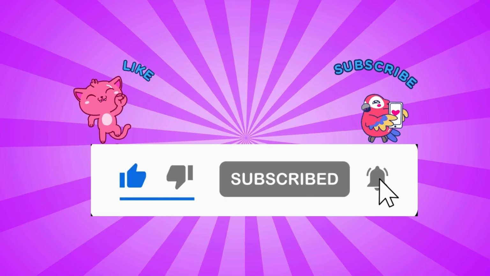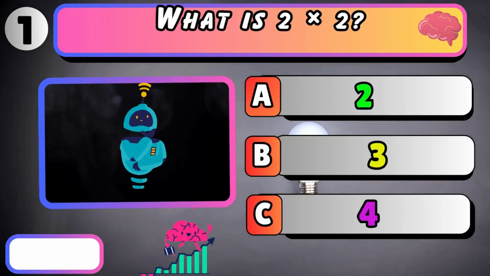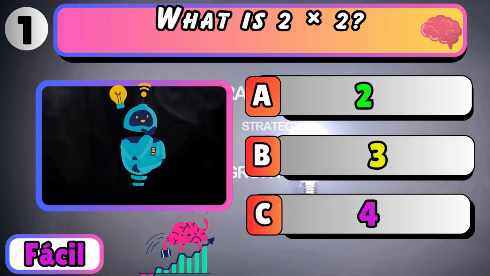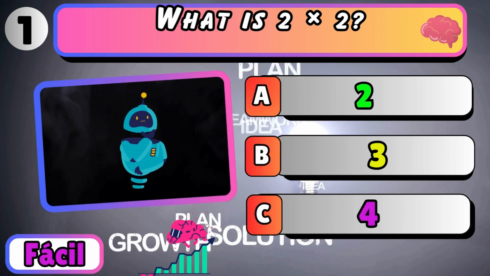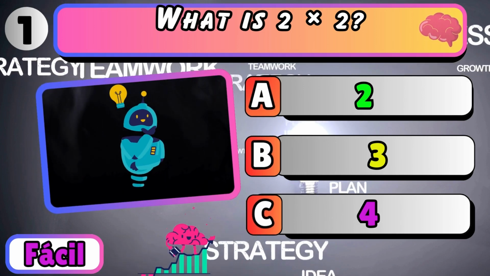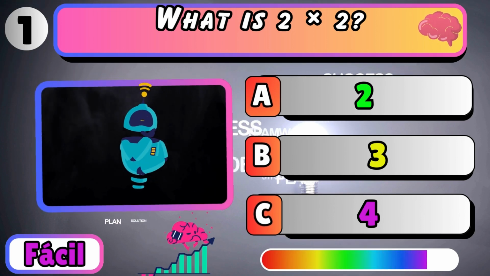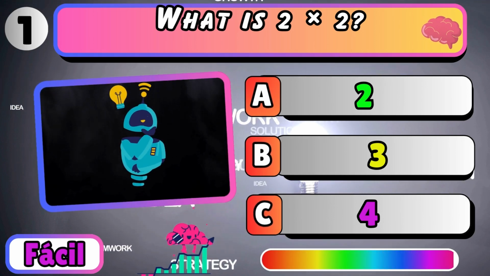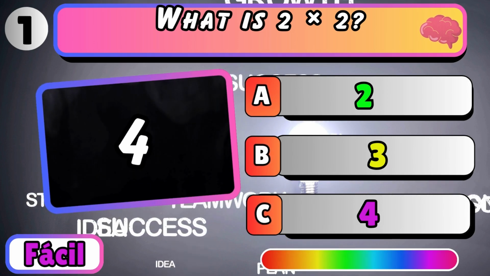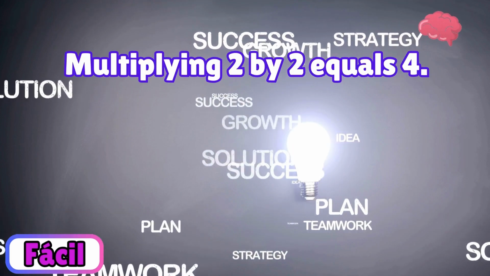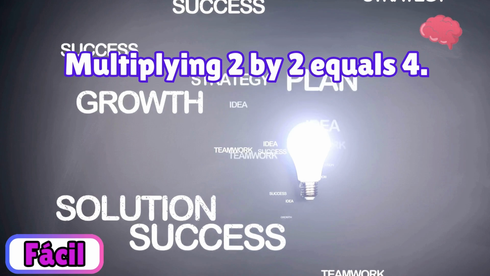Let's get started. What is 2 times 2? 2, 3, or 4? 4. Multiplying 2 by 2 equals 4.